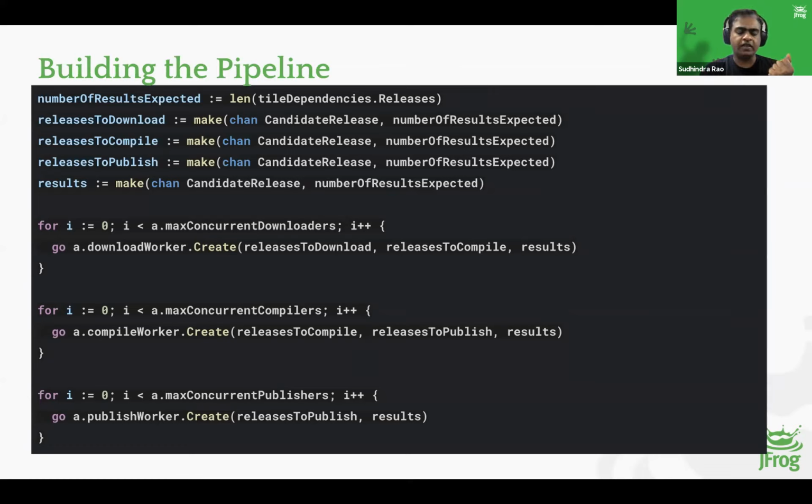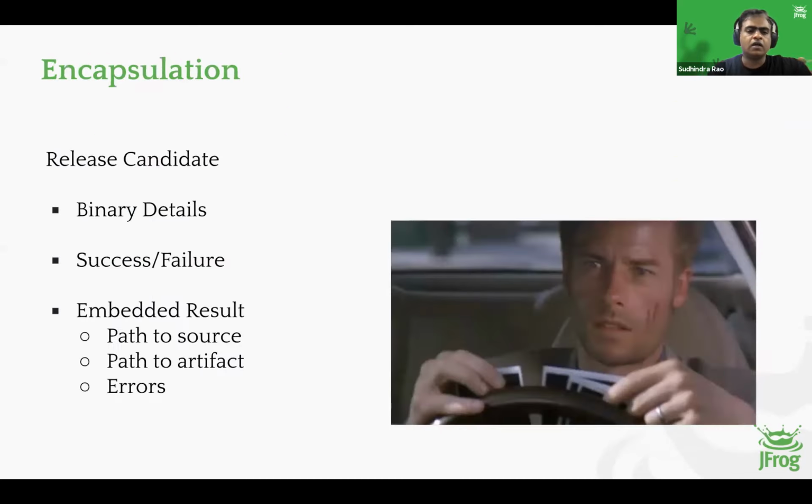Those dependencies, we read them, and we created a bunch of parallelizable downloaders, compilers, or publishers, because those were the activities, those were the blocks that would form the pipeline. Once we created that, we identified what is that object that is going to go through this process.